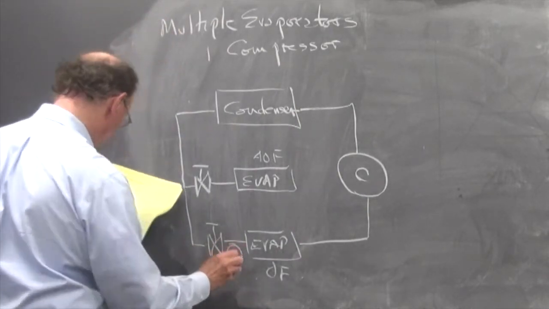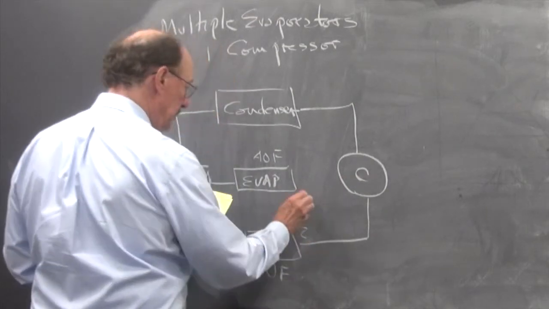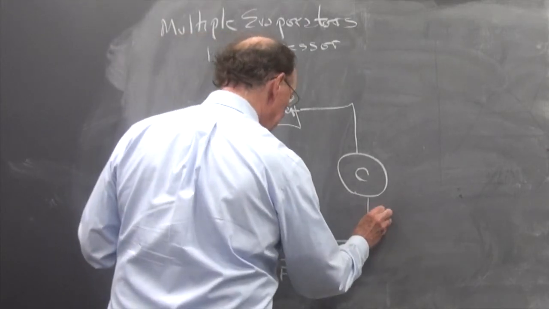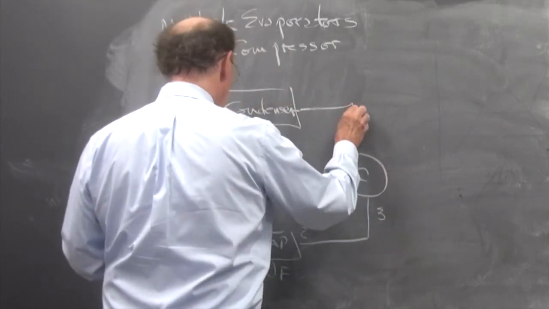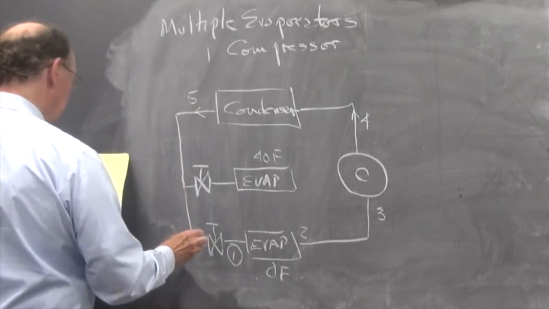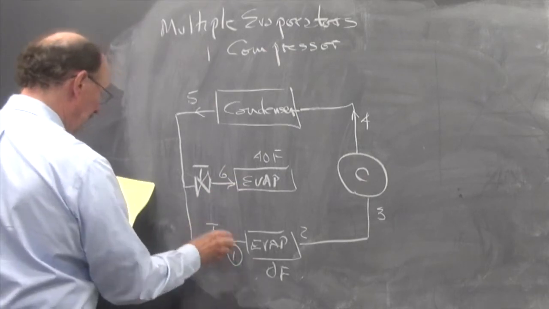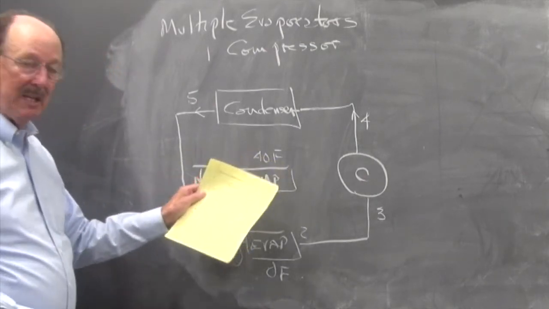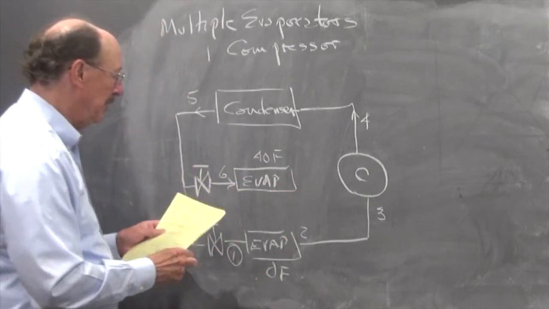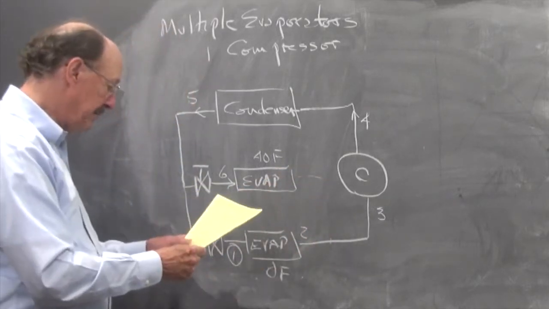So I have 1, 2, 3, 4, 5, 6, and 1. I haven't connected this yet, but I'm going to connect this in just a second and talk to you about it. I'm going to have something that goes here because I have to get this refrigerant back.